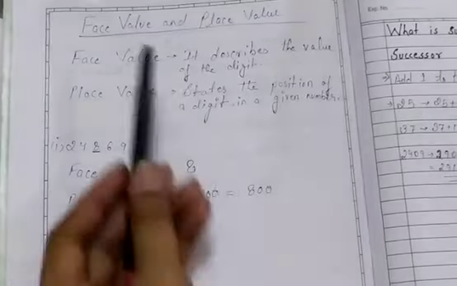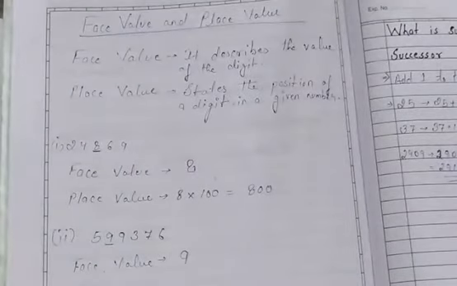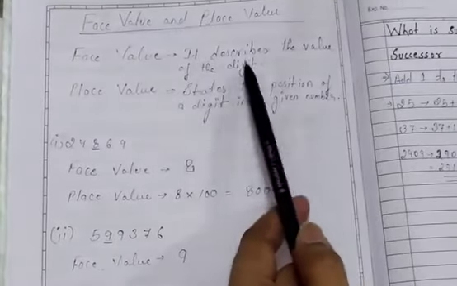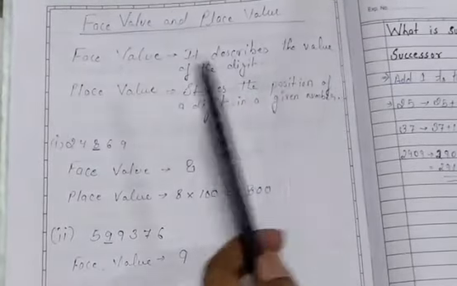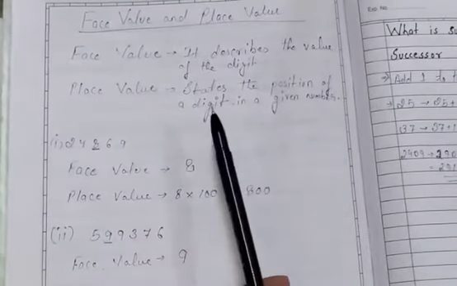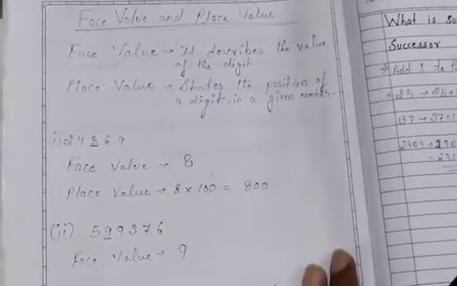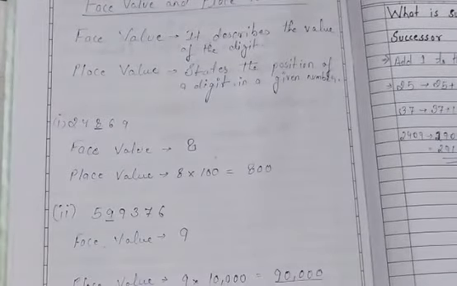Now let's come to the next topic, that is face value and place value. As you have already studied, what is face value? It describes the value of the digit. And what is place value? It states the position of a digit in a given number. As you have already studied the Indian and international place value systems, now you will be able to find the place value.